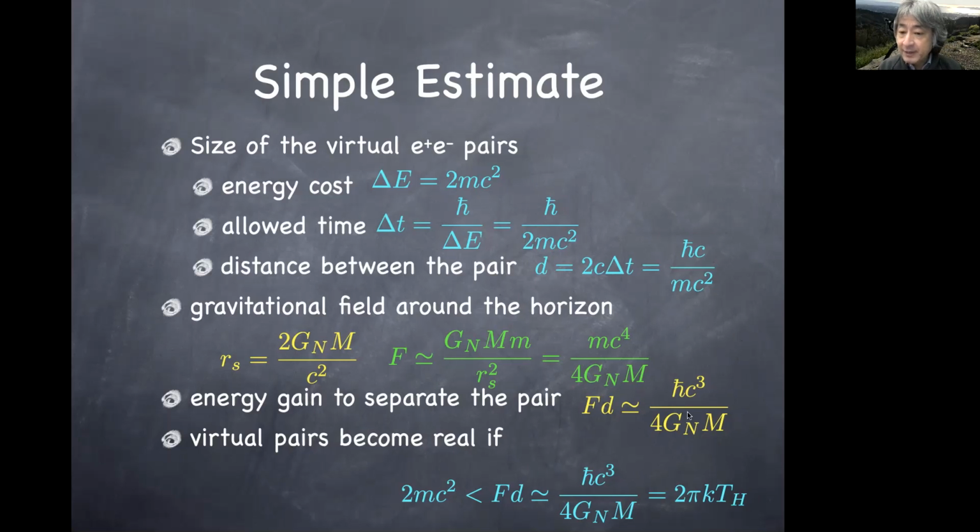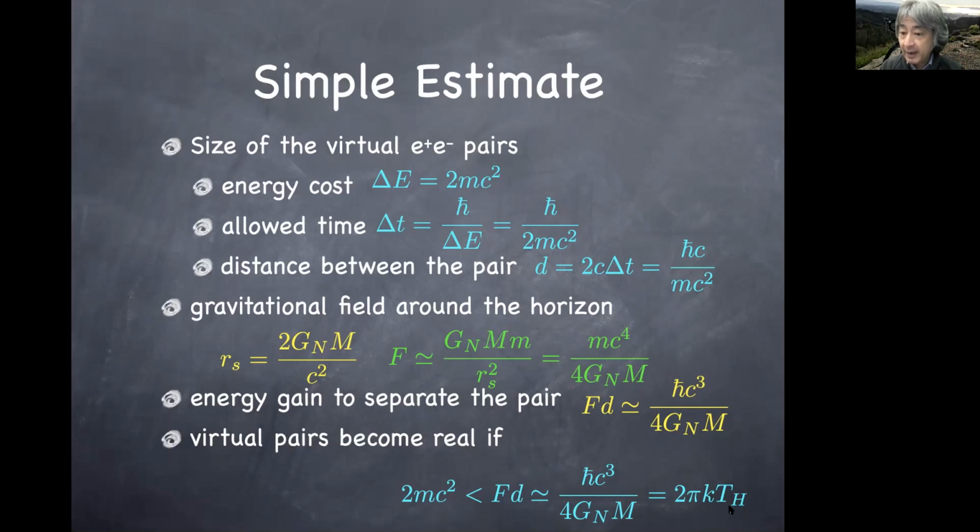So if this Fd can be bigger than 2mc², then you don't annihilate the pairs anymore. That particle would remain real because you have already returned the energy, and so the uncertainty principle is satisfied. Then particle production is no longer within the quantum fluctuation; it becomes a real pair production. The condition for that to happen is that this Fd is bigger than 2mc². And this combination Fd turns out to be what is called the Gibbons-Hawking temperature of the black hole, T_H.